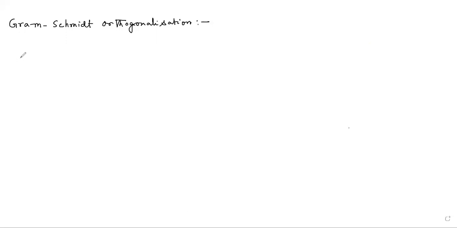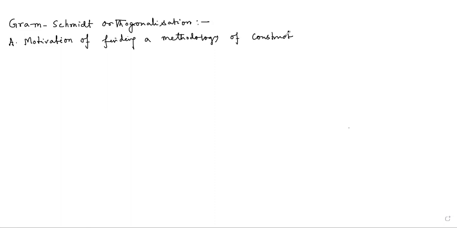So first of all, let me write the motivation of finding a methodology of constructing an orthogonal set of vectors. Okay, so for this we need the knowledge of the inner product space. We need the knowledge of the inner product space F^n.